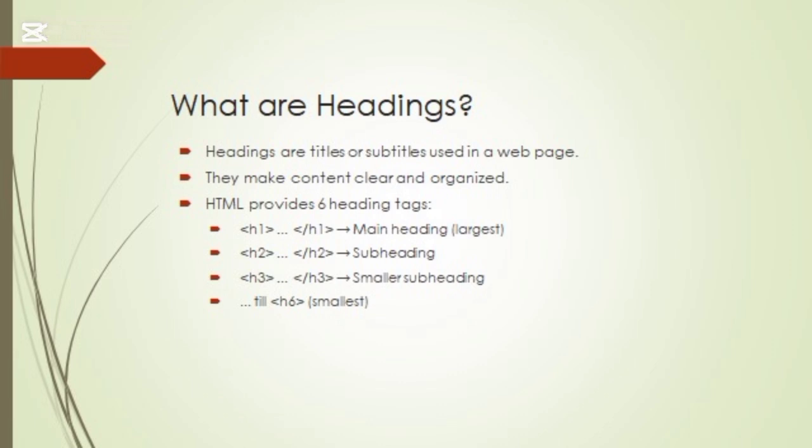In HTML, we have 6 heading tags. The biggest heading is H1 and the smallest is H6. H1 is for the main title of the page, H2 is for the main section, and H3 is for subsections. So headings make our web page clear and easy to follow, just like how your textbook is organized. For example, when you open a new website, the main news title is very large, like H1, and then the smaller points or sub headlines are shown in smaller text, like H2 or H3.